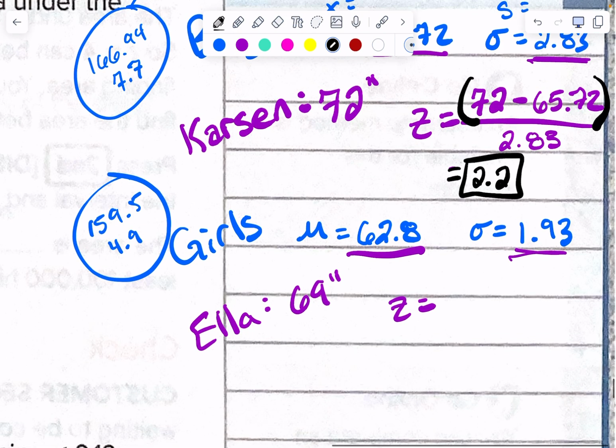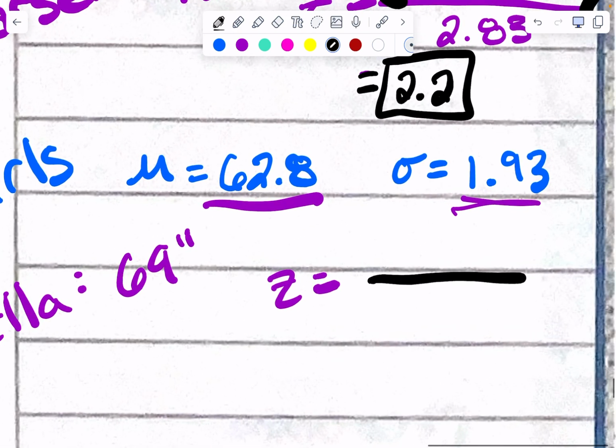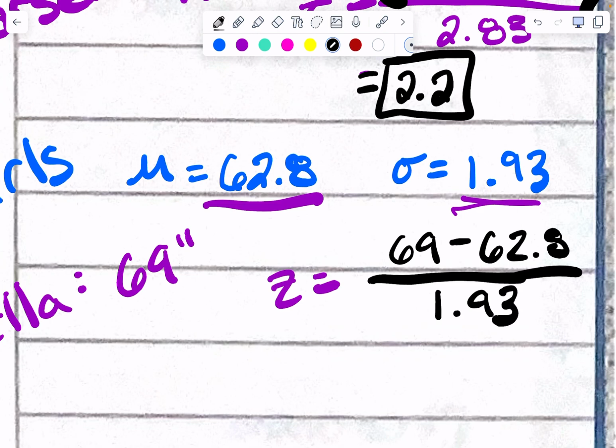All right, now Ella. How do we calculate Ella's Z-score? Tell me what to write. Well, you have to subtract it. 69 minus 62.8 over the standard deviation. What's Ella's Z-score? 3.2. I agree. Wow, you guys got that one right.